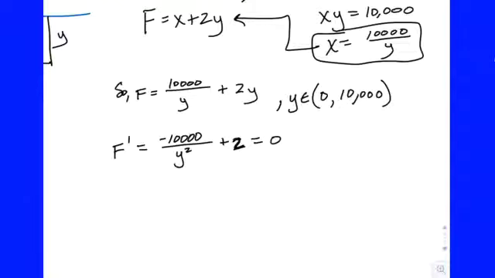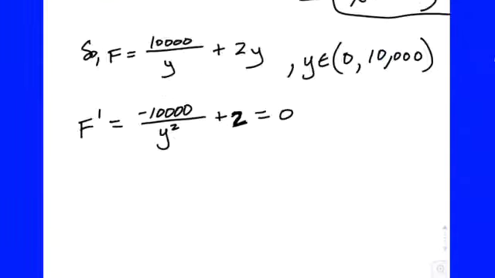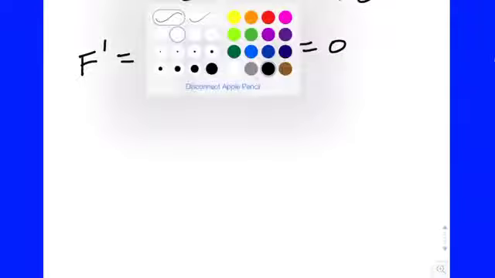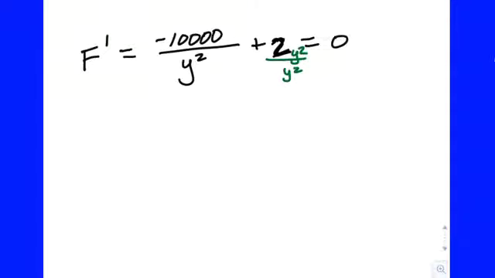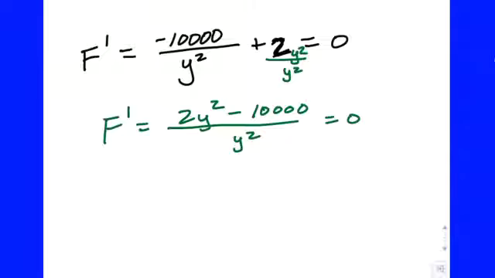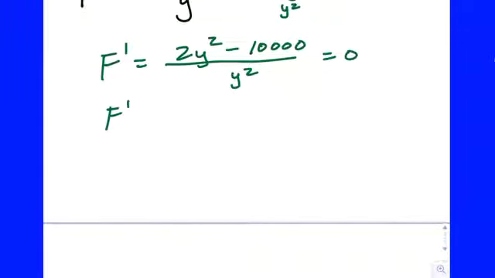Now again, the way you want to solve these is not by bringing the 2 across. Don't solve it algebraically. Do what we did in chapter 3. Get yourself a fully intact version of f prime, and then work on setting the numerator equal to 0. So I'm going to go ahead and multiply the 2 to get a common denominator by y squared over y squared. Okay, like that. And now f prime is going to equal 2y squared minus 10,000 all over y squared. I'll keep it equal to 0. Bless you. And what the heck, I'll just factor it out. f prime is equal to 2 times y squared minus half of 10,000, which is 5,000, all over y squared.